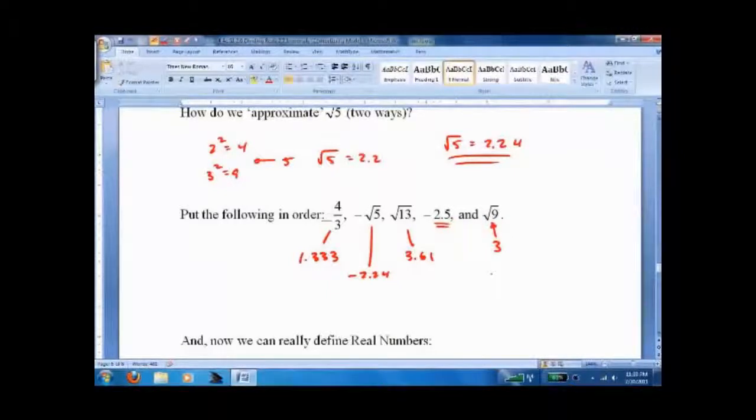So if we're going to put them in order, we have to go from smallest to highest. And we're going to have to use the negatives first. In this case, it's negative 2.5. And then it's negative square root of 5. Even though we know it's negative 2.24, we write it as the original number. Then the next biggest one is 4/3. And the next biggest one is square root of 9. And then finally, square root of 13. So we've converted them all to an approximate decimal, and that way we can say which one's the biggest and which one's the smallest.